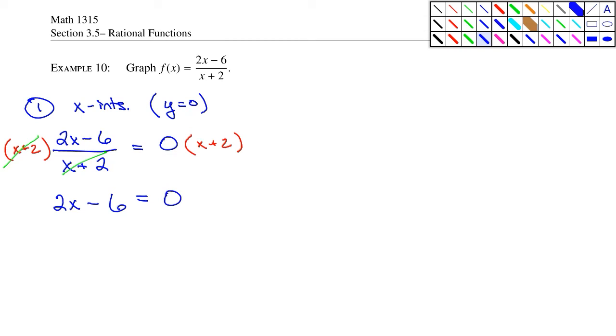In order to find the x-intercepts of a rational function, all you need to do is set the numerator equal to 0. The denominator is not going to matter as long as you already have it reduced from if there were factors that could cancel. As long as you have it reduced, then this will work every time. Solving for x, I get 2x equals 6 and x equals 3, so that gives me the point (3, 0).